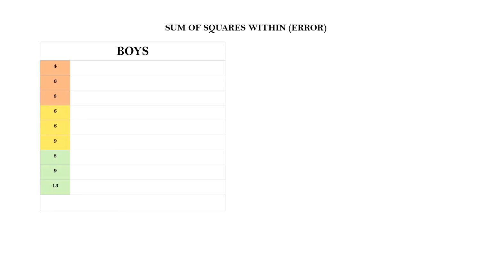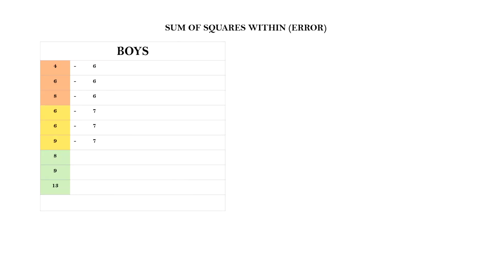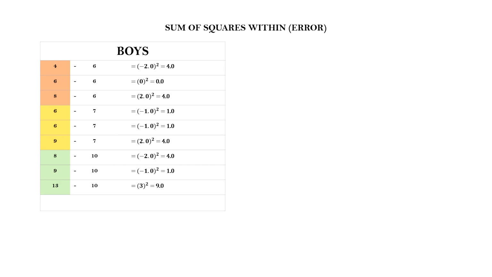And for the third sum of squares, which is within or the error, we're going back to the other table, which is the boys table, and the scores of it, and then we'll get the age mean, which is 6, 7, and 10 from the table. So after you compare it, we'll just square the answer and we'll get 4.0, 0.0, 4.0, and so on. And if we combine all of this, we will get the 28.0 for the boys.